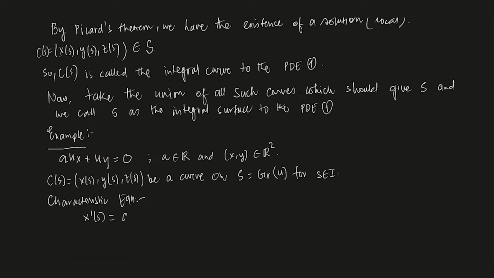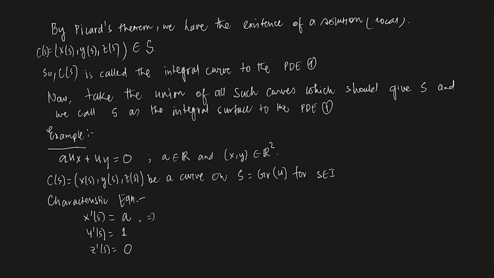This is given by a, and y prime of s should correspond to uy, which is given by 1 here, and z prime of s is whatever is on this hand side, which is 0, so this is 0, right? Now let's solve this.